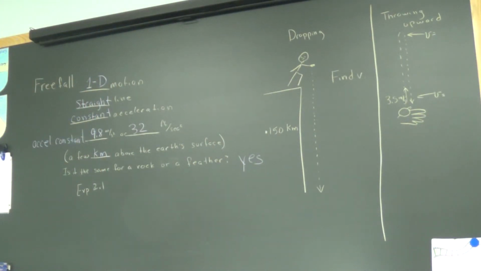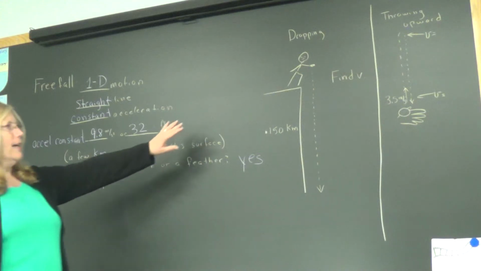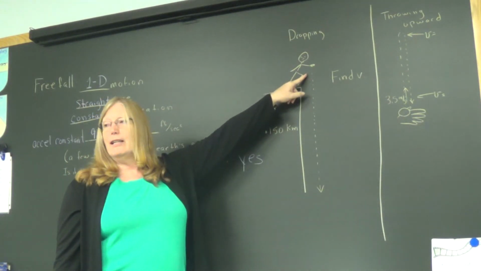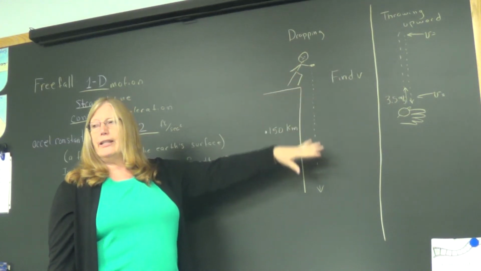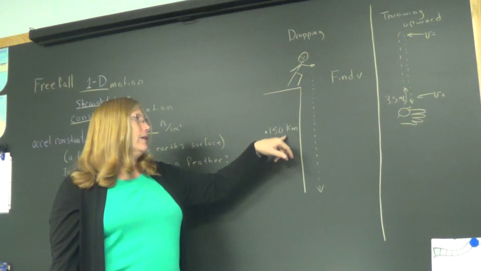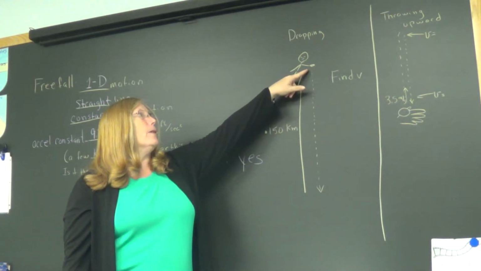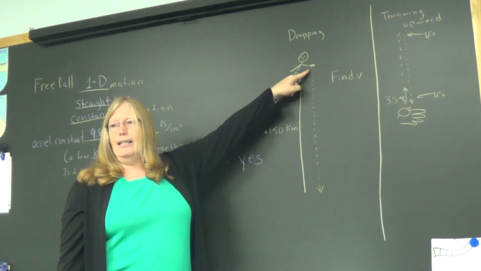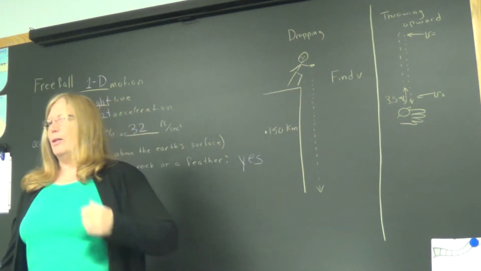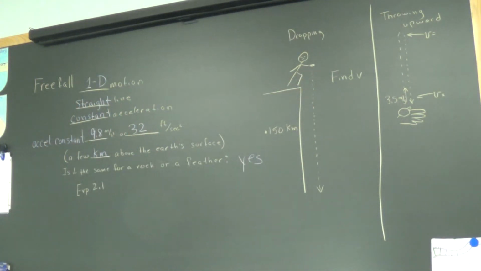All right, let's draw an example of an object in free fall. So you get to pick the object. Draw a person on a cliff. The cliff is 0.150 kilometers high, and the person is dropping something. Mine is a penny, so you can be more creative than that. See what your person is dropping. Go ahead, draw the picture.